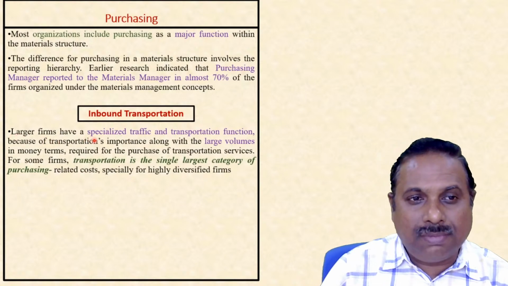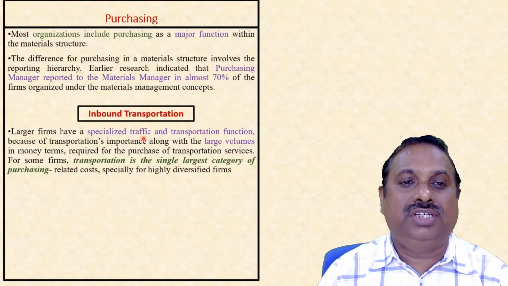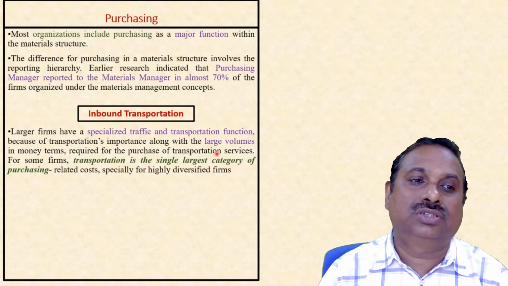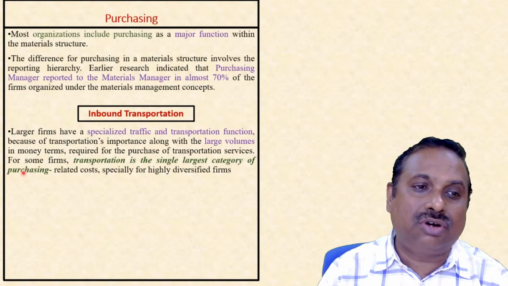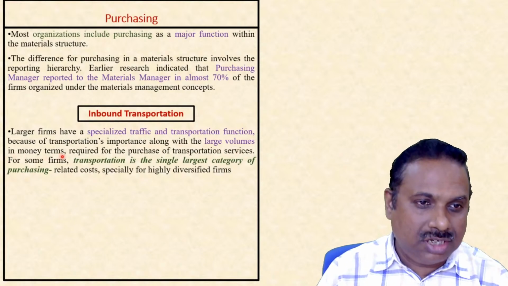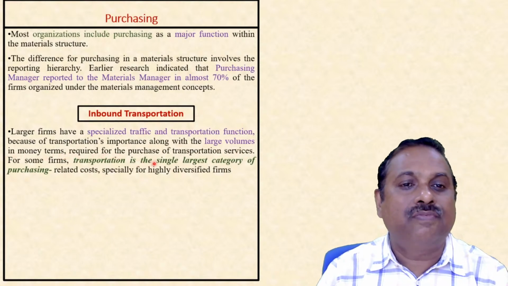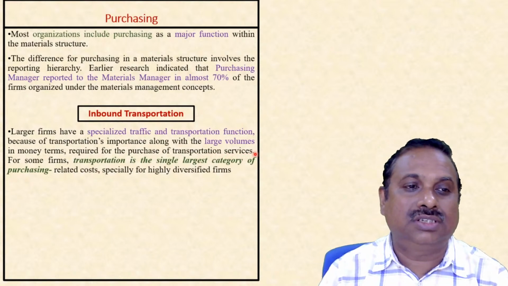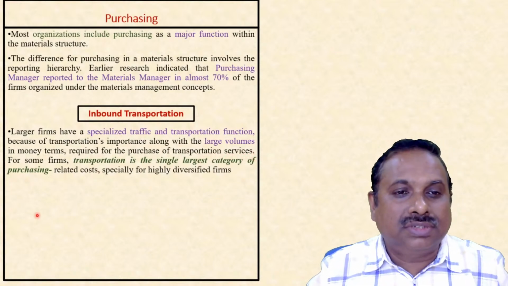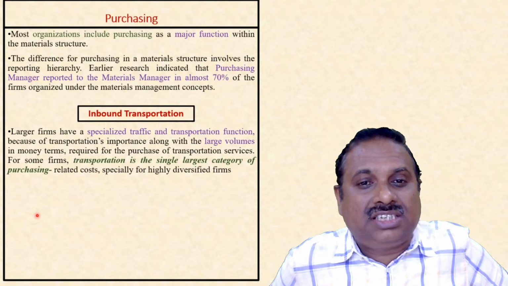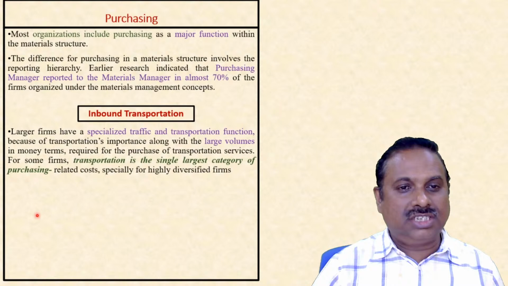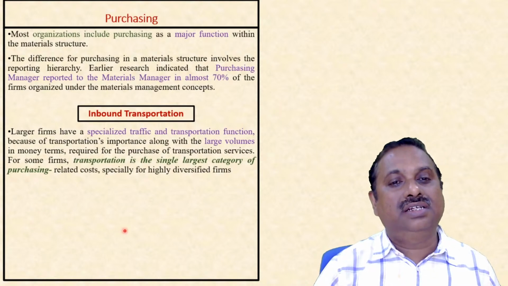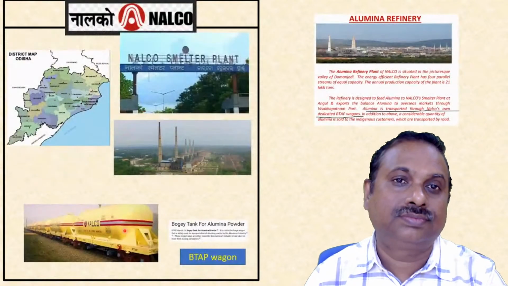Larger firms have specialized traffic and transportation functions because of transportation's importance, along with the large volumes in monetary terms required for the purchase of transportation services. For some firms, transportation is the single largest category of purchasing related cost, especially for highly diversified firms.